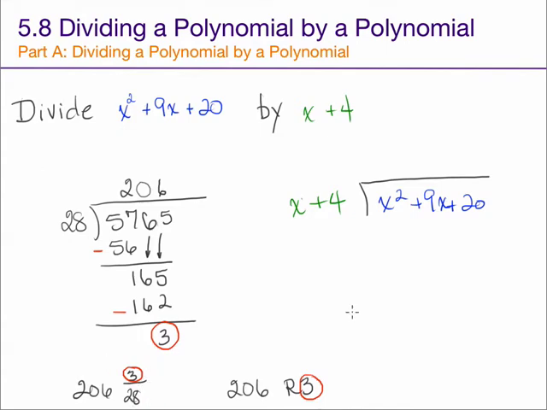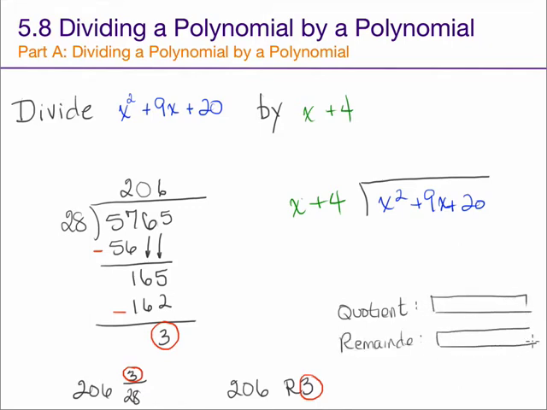Why is that important? Well, in WAMAP, sometimes questions like this will ask you to give the quotient and the remainder. And if that's the case, you need to make sure you get the right things in your answer boxes. The quotient is the piece you ended up with up here, so that would be 206. The remainder is 3.